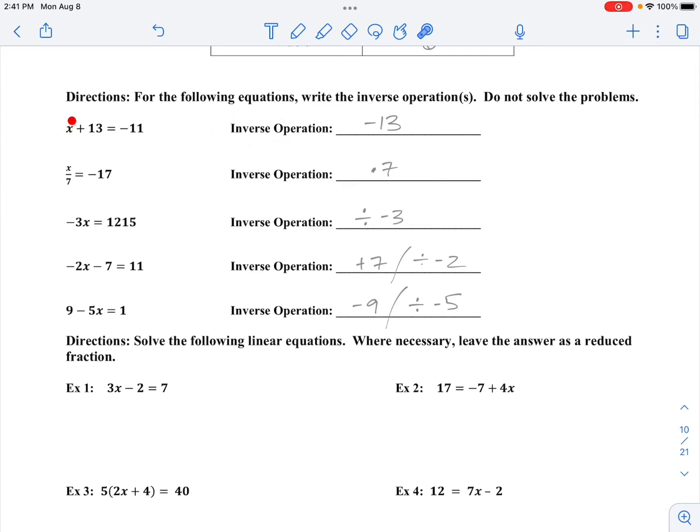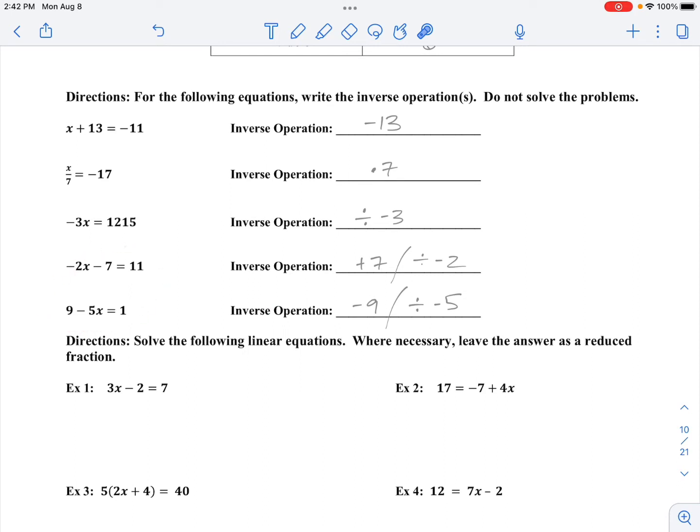So find your x. And what's being done to x is plus 13. The opposite of that, or inverse, is minus 13. Here's the x in this equation. It's being divided by 7. What is the inverse of divide by 7? Multiply by 7. And I've kind of worked my way through. Here's the x, and it's being multiplied by negative 3. This is being multiplied together, hence the fact that it's negative 3x. There's no plus sign in the middle of that. The opposite of multiplying by negative 3 is dividing by negative 3. I have two different inverse operations for these two.